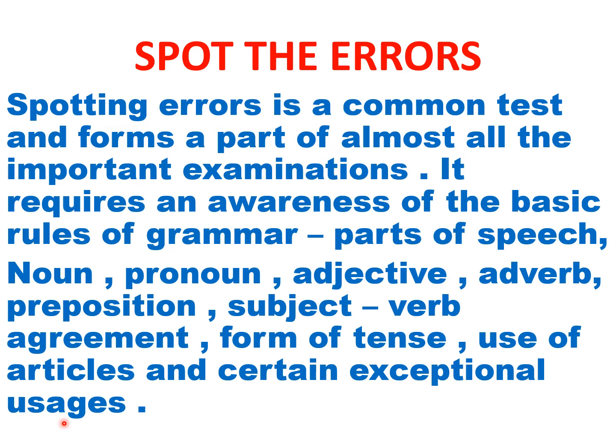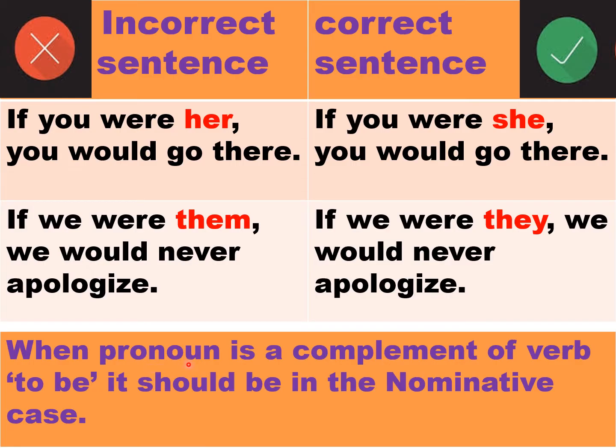By spotting the errors and correcting them, one can speak or write English without mistakes. What is a pronoun? A pronoun is a word that takes the place of a noun. Example: he, she, it, they, someone, who, etc. Pronouns can function like nouns. They can be subjects, direct objects, indirect objects, etc. There are many types of pronouns depending on how they are used.